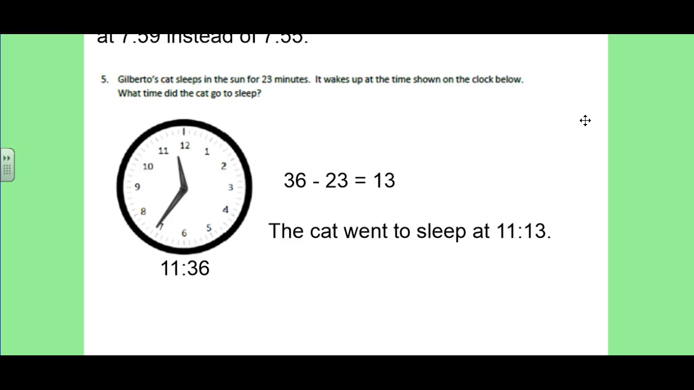So when you subtract 36 and 23, you're left with 13. So that tells us that the cat went to sleep at 11:13.